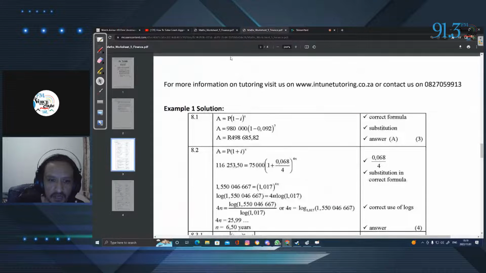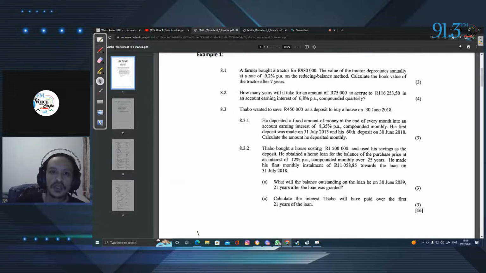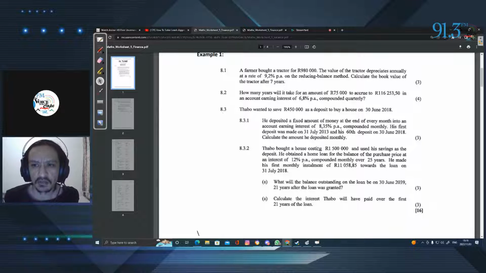Okay, now let's look at 8.3.1. Tabu wanted to save 450,000 Rand as a deposit to buy a house on the 30th of June 2018. He deposited a fixed amount of money at the end of every month into an account earning interest of 8.35% per annum, compounded monthly. His first deposit was made on the 31st of July 2013 and his 60th deposit on the 30th of June 2018. Calculate the amount he deposited monthly.